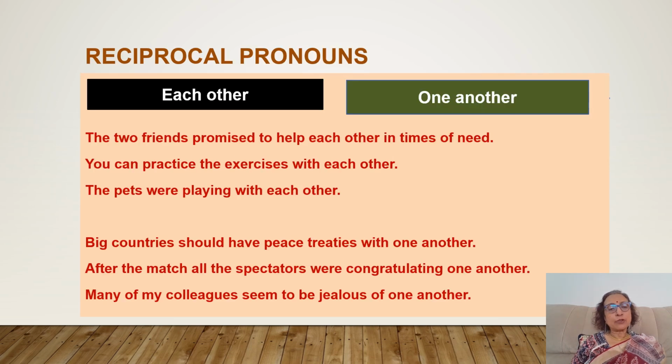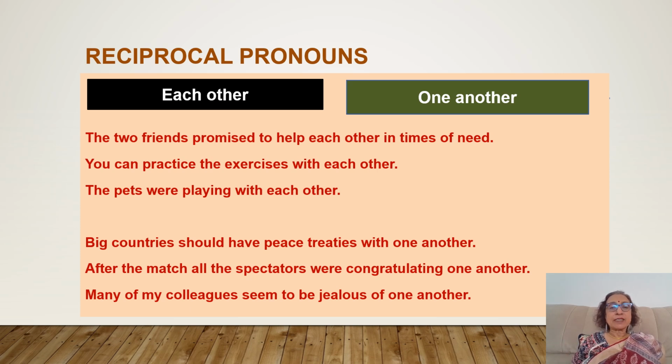Reciprocal pronouns are 2 in number. Each other, where there are 2 people and they reciprocate or exchange something, then it becomes reciprocal. Whereas if it is 3, 4, 5, more than 2, then it is one another. One another is a larger group. Each other is only 2.